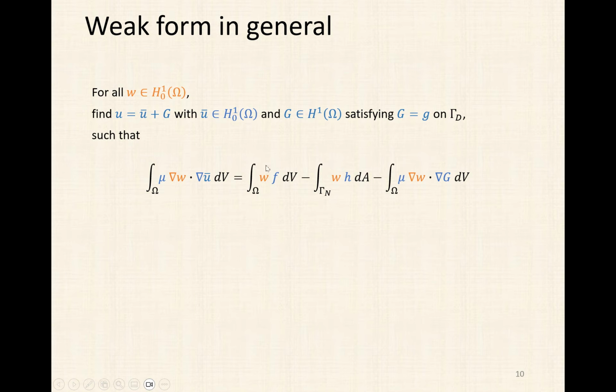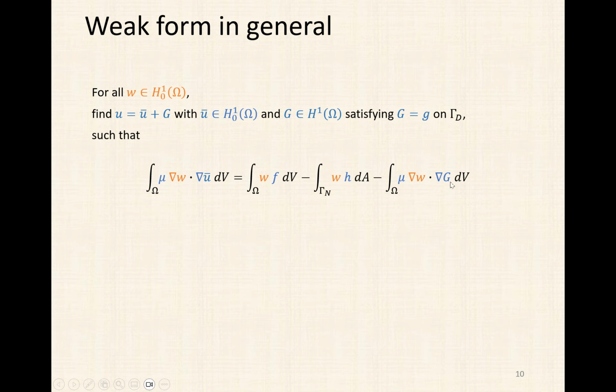Now, extending this to a general problem where we also have the Neumann boundary condition, our weak form becomes: for all w, for all the weight functions in the H10 space, find u equal to u bar plus G, with u bar in the H10 space, that is, it satisfies the homogeneous Dirichlet boundary conditions, and G in the H1 space. It is not H10 space, it is H1 space because it should not be 0 on the boundary. Satisfying capital G equal to small g on the Dirichlet boundary such that this integral expression is satisfied.